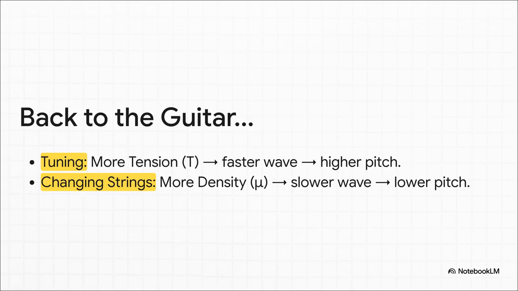When a guitarist turns one of those tuning pegs, what are they doing? They're increasing the tension, T. That makes the wave travel faster along the string, which gives you a higher frequency, a higher note. And why are some strings thick and some thin? Well, that thick bass string has a really high linear density, mu. That makes the wave on it travel slower, giving you that deep, low note. It all comes back to that one simple equation.